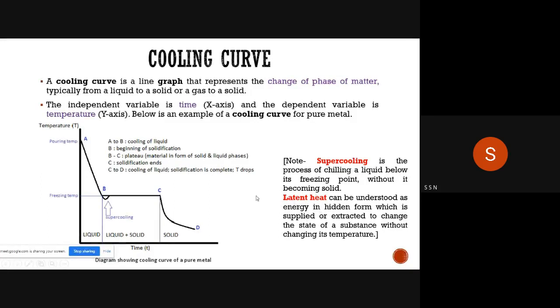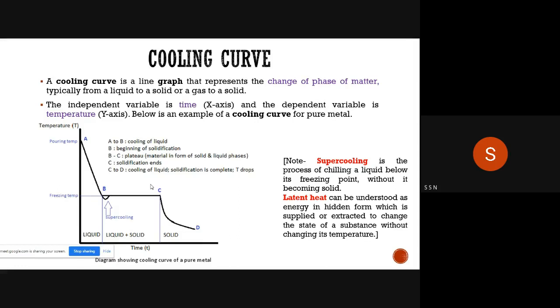Latent heat can be understood as an energy in hidden form which is supplied or extracted to change the state of substance without changing its temperature. So at constant temperature, we are changing the phase of substance by some amount of energy.